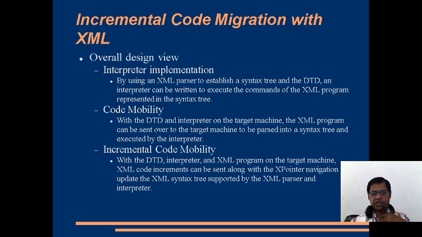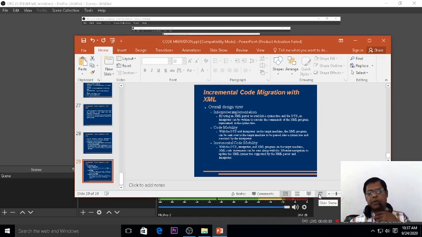Incremental code mobility is with the DTD and interpreter and the XML program on the target machine. XML code increments can be sent along with the XPointer navigation to update the XML syntax tree, supported by the XML parser and incrementer. Here the XML program, the syntax and navigation are used. Okay. So this is about the code migration.